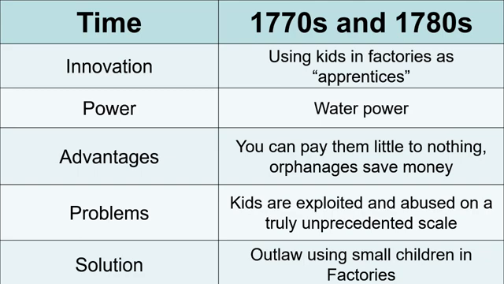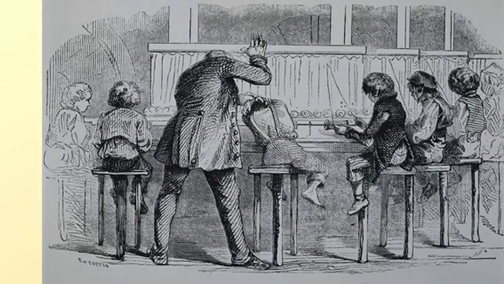Keep in mind, and I'm going to say this over and over and over as the Industrial Revolution progresses, none of this had ever happened before. The Industrial Revolution was absolutely new. And so the things that people are going to try to address these problems that come up, they're also brand new solutions. Well, the solution to the exploitation of kids and the abuse of kids in the factory was to outlaw using small children in the factories. And that took a while.